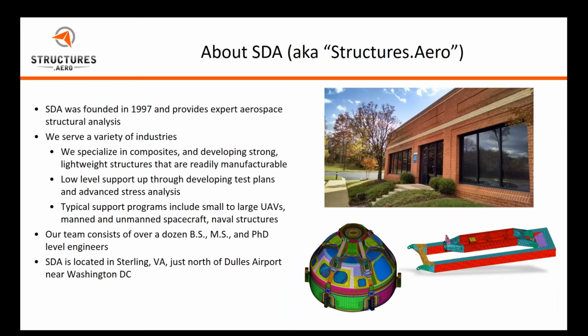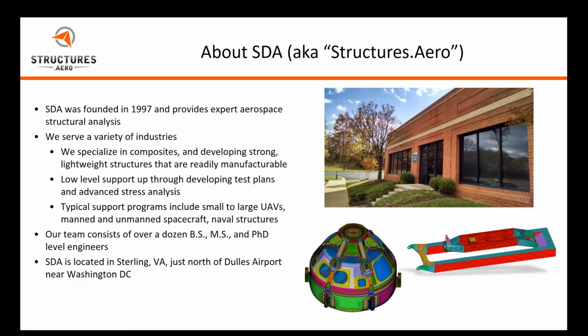So SDA was founded in 1997, and our goal is to provide expert aerospace structural analysis. We specialize in composites and developing strong lightweight structures that are readily manufacturable. We provide anything from low-level support to advanced stress analysis. Our team consists of over a dozen mechanical and aerospace engineers, ranging from a bachelor's to a PhD. And we're located in Sterling, Virginia, just north of Dulles Airport in the Washington, D.C. area.